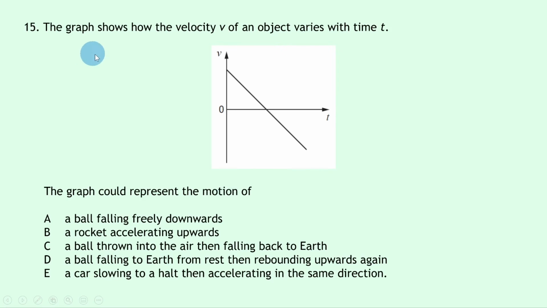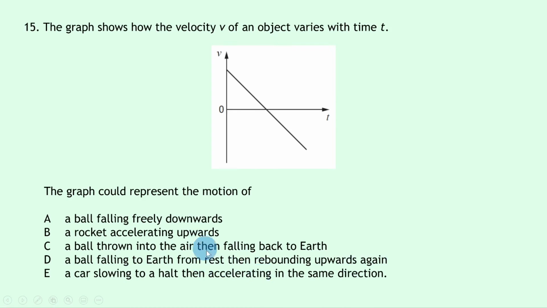Question 15 says that the graph shows how the velocity v of an object varies with time t. So we've got velocity on the y-axis against time t on the x-axis, and it says the graph could represent the motion of. Now straight away you should be thinking that if the graph crosses the x-axis, then that represents a change in direction. So let's look through each of these and see which one is dealing with a change in direction. So we've got a ball falling freely downwards, a rocket accelerating upwards, a ball thrown into the air then falling back to earth, a ball falling to earth from rest then rebounding upwards again, and a car slowing to a halt then accelerating in the same direction.